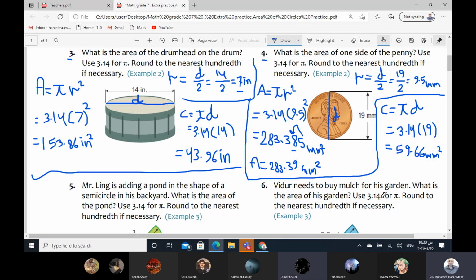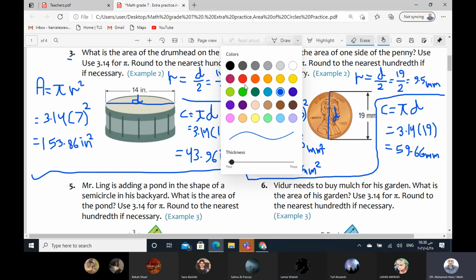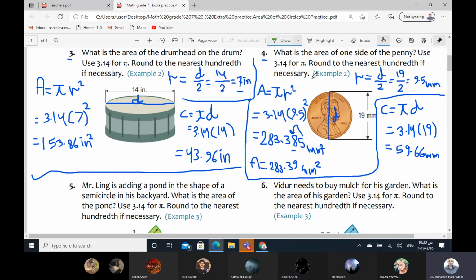You have a mistake. The answer will be 59.66 millimeter, not square. Great. So I put here in the area millimeter squared because here we have R squared, R times R, 2 dimensions. But here I just have one dimension, D, which means use millimeter. Who has any question? No questions.